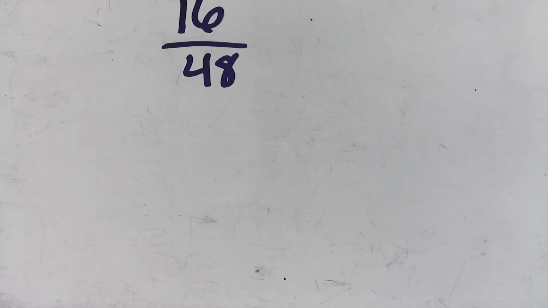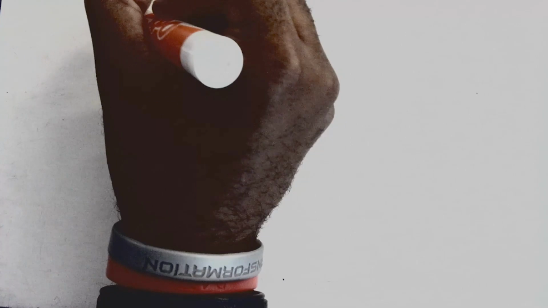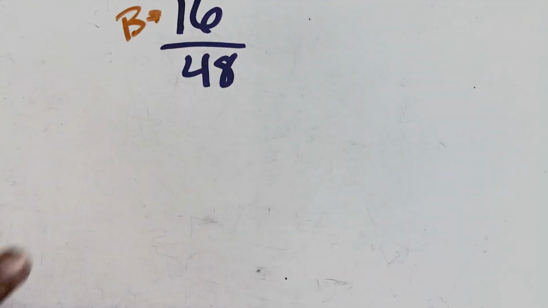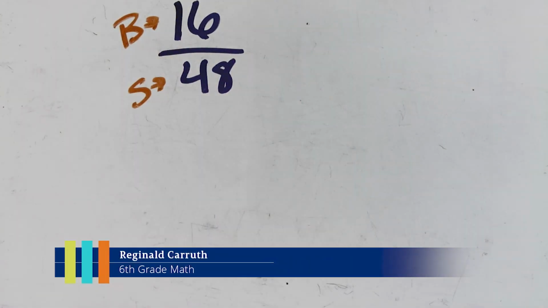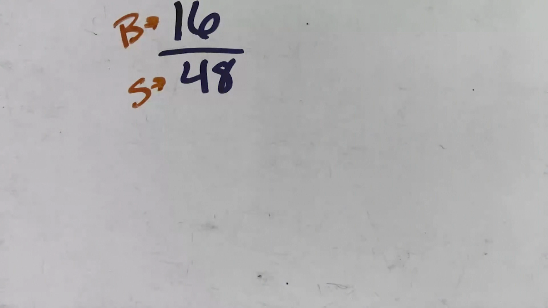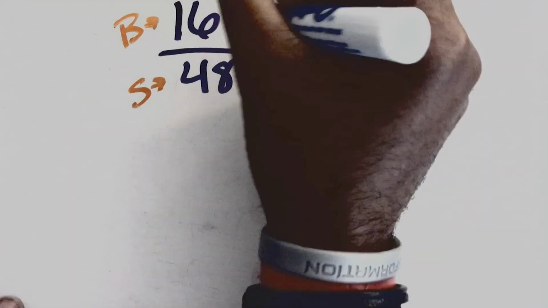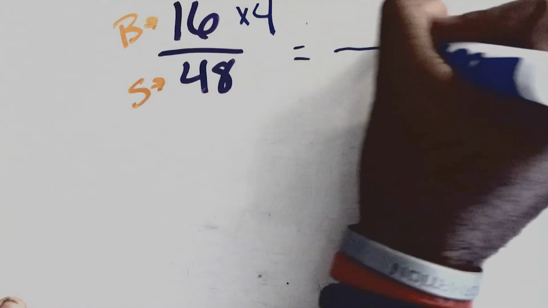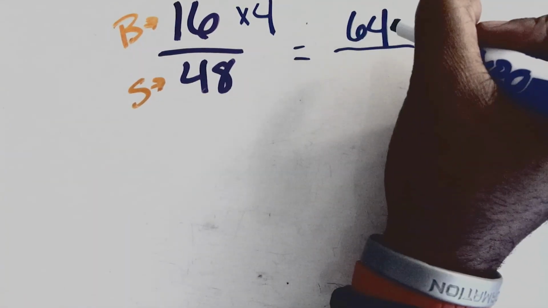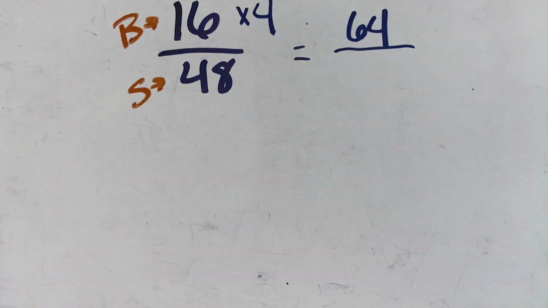Remember, we need to have 64 basketball players, and I know that this 16 represents my basketball players, while this 48 represents my soccer players, and we have to have 64 basketball players. So what can we multiply by? I agree. We can multiply 16 by 4 to give me my 64 basketball players. So we will multiply both terms by 4.